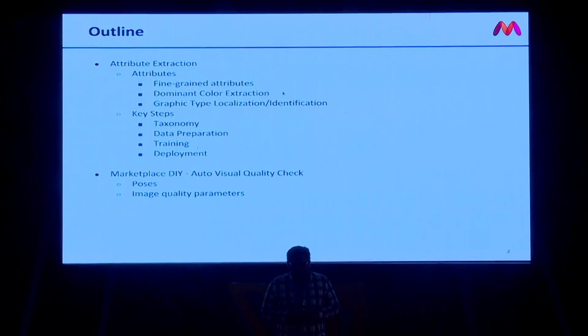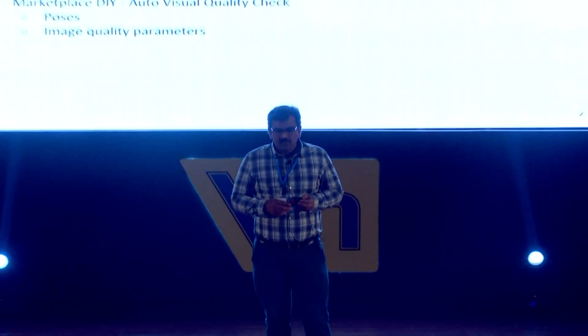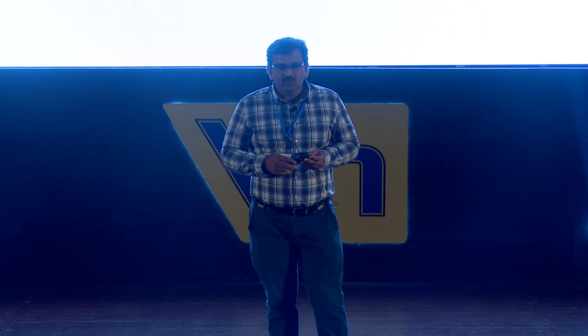To get to the details, there are primarily three problems that we are trying to solve in attribute extraction. One is the fine-grained attributes, things like color, which is an important feature when you want to describe any fashion item. We also spend a good amount of time inferring what the graphic type is that's printed on t-shirts. I'll get into some of those details as well.